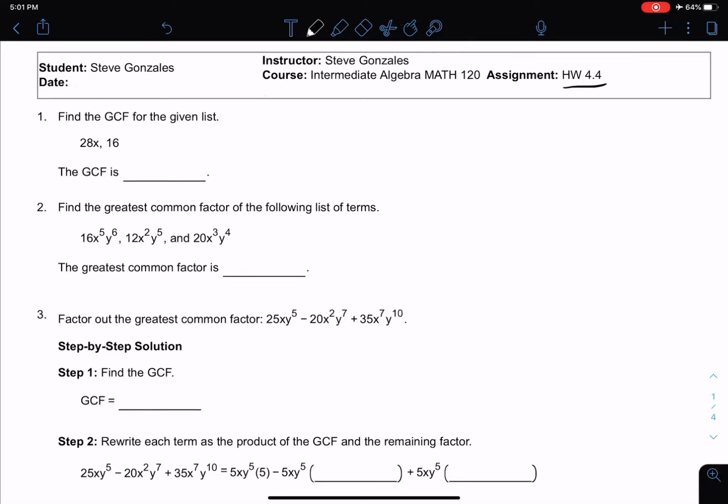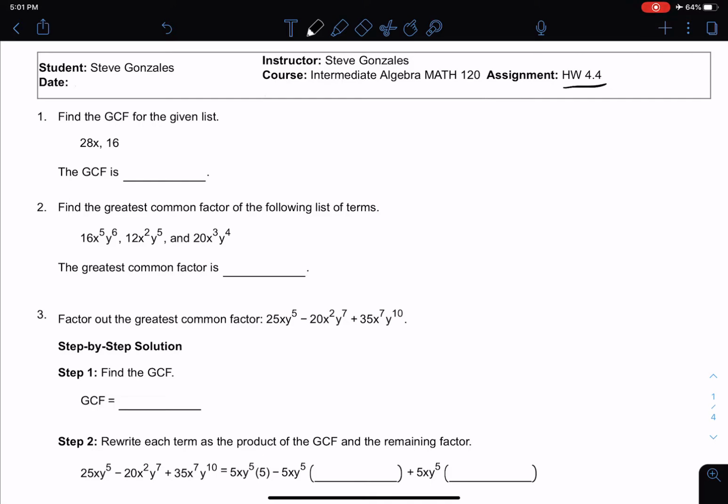And so what we're looking at here is figuring out what the greatest common factor is, learning how to factor out the greatest common factor, and from that, factor by grouping. So let's begin.